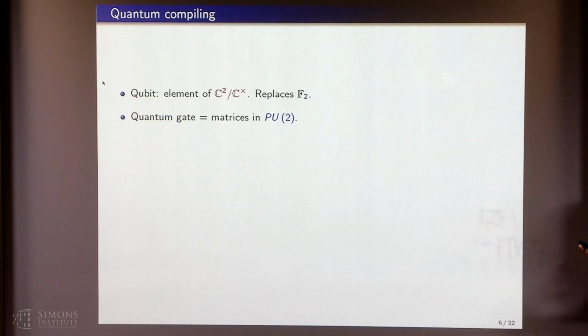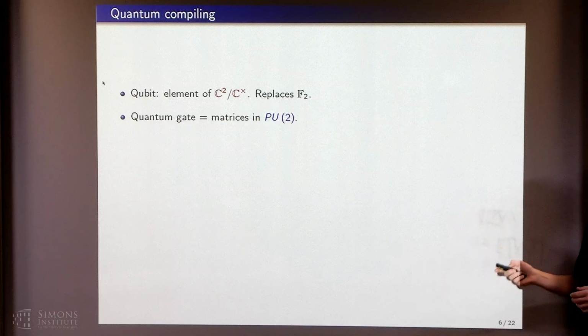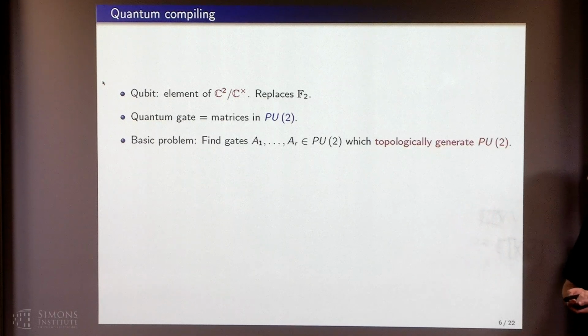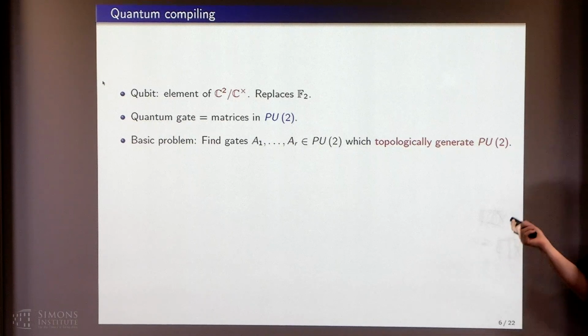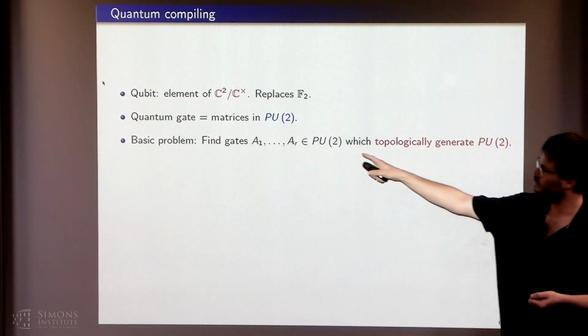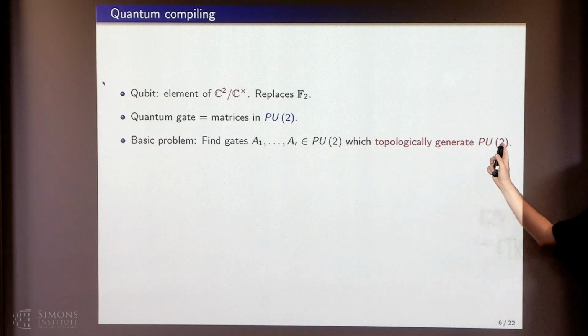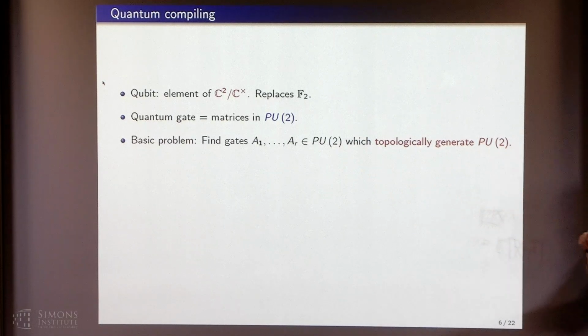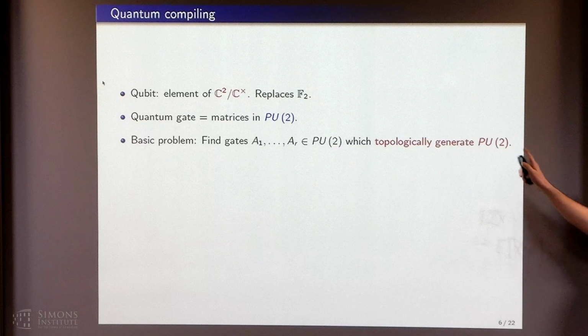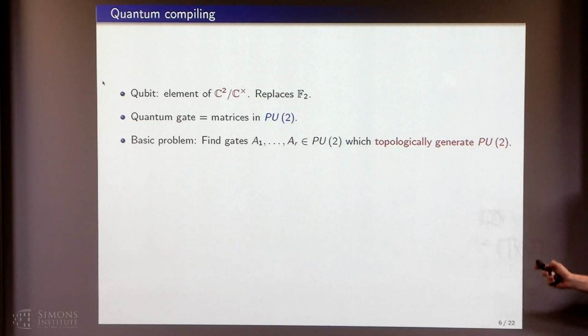We can't implement all of PU_2. As I said, there are uncountably many elements here. So what we're trying to do is find gates, a finite set of gates, which topologically generate PU_2. So I want this set to generate a group which is dense. So at least I'll have something which approximates any unitary operator here. So this is the basic problem in modeling a quantum computer on 1 qubit.